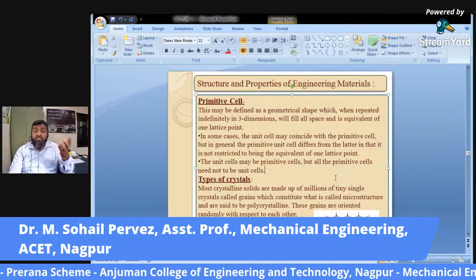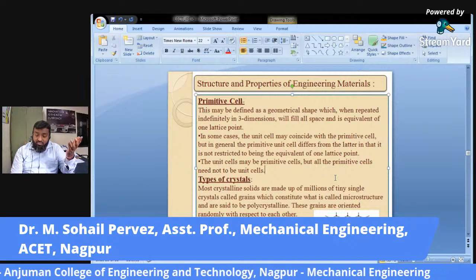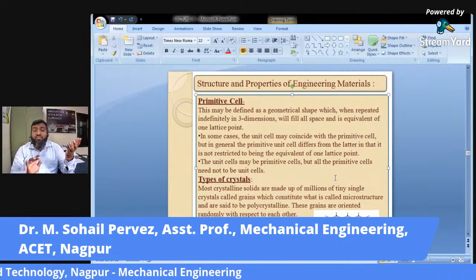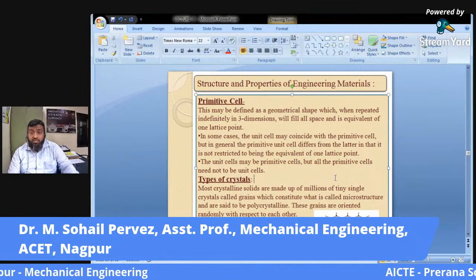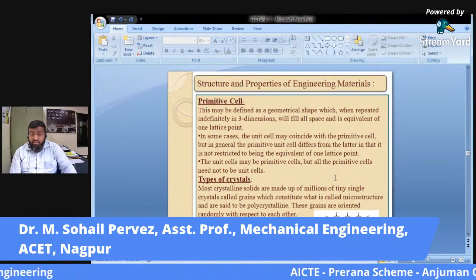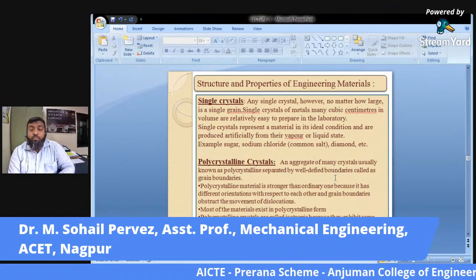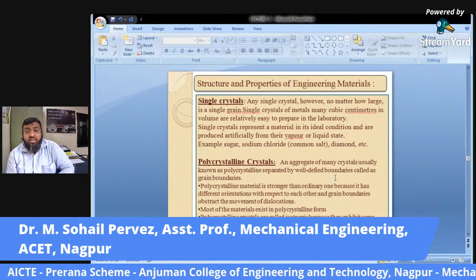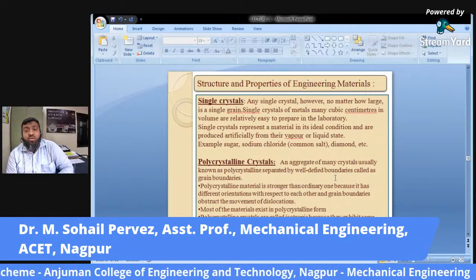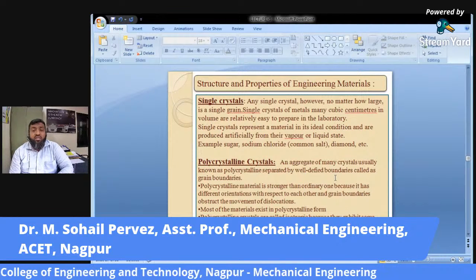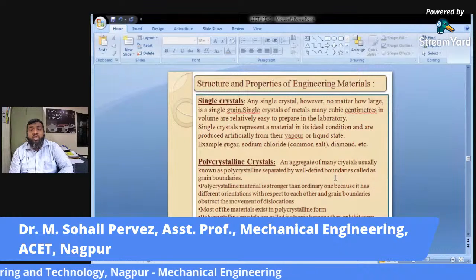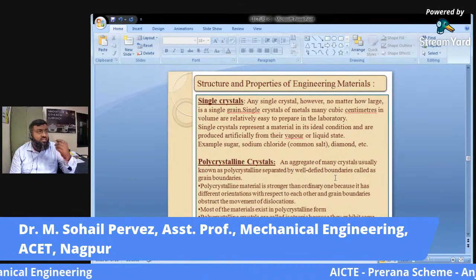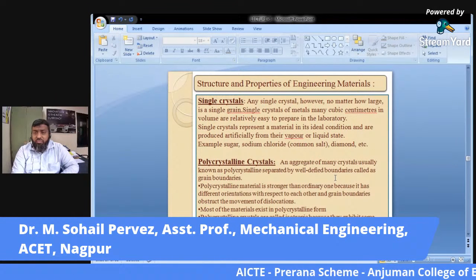So again, this is an important aspect as far as crystallography is concerned. Now, the next is single crystal and polycrystalline crystal. Any single crystal, however, no matter how large, is a single grain. Single crystals of metal, many cubic centimeters in volume, are relatively easy to prepare in the laboratory. Obviously, the crystals are being generally prepared now.